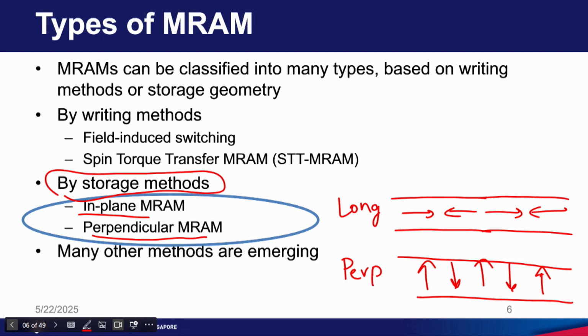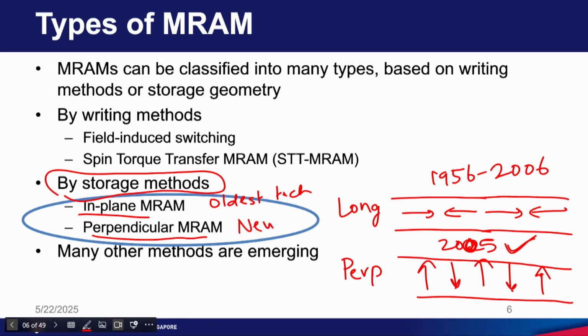Okay, so we use almost similar concepts. In hard disk technology, this longitudinal recording technology was used from 1956 for almost 50 years. Then somewhere in 2005, this perpendicular recording technology came into the picture. In a similar fashion, in MRAM also, in-plane MRAM was the oldest technology, and perpendicular MRAM is the newest technology.